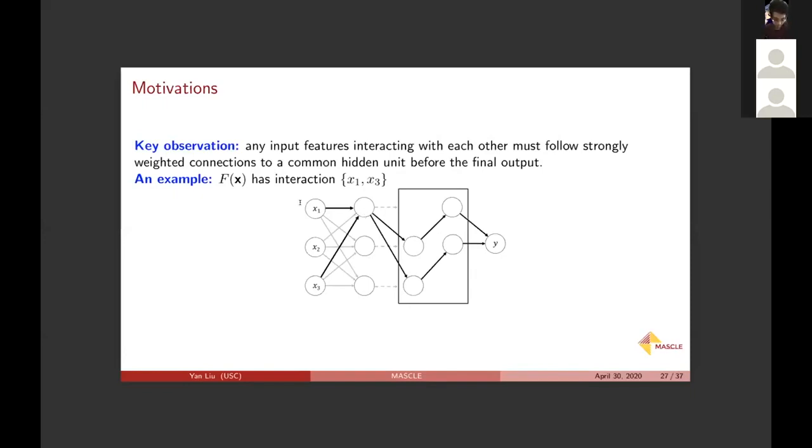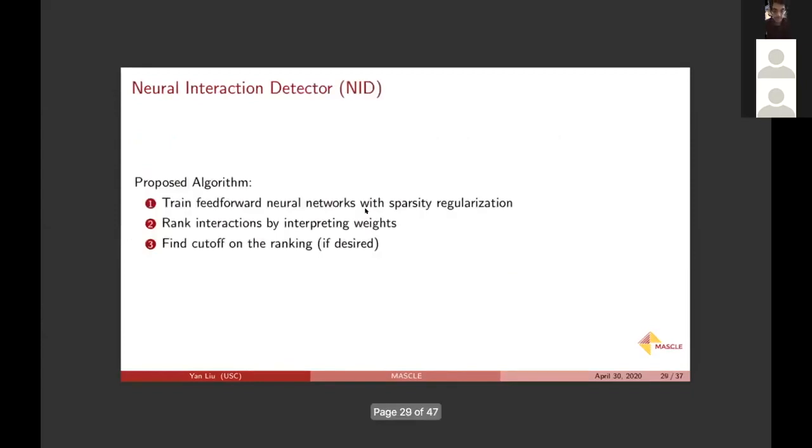For example, for the F1 function that we had before, if the neural network is building a really strong model, then it must capture the interaction between X1 and X3 in some common latent nodes. Our job is to recover all the feature interactions by examining the weights we learned from a sparse feed-forward neural network, and then we'll be able to reveal interesting insights. There are some theories in there, and this is our proposed algorithm.